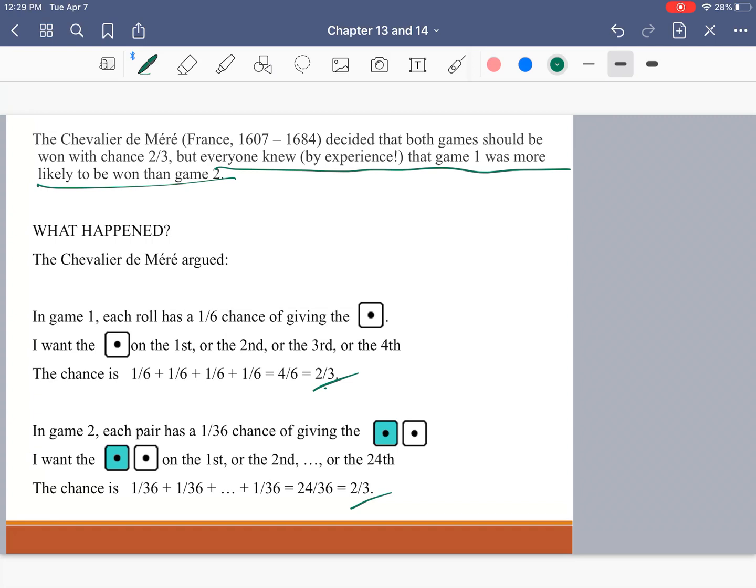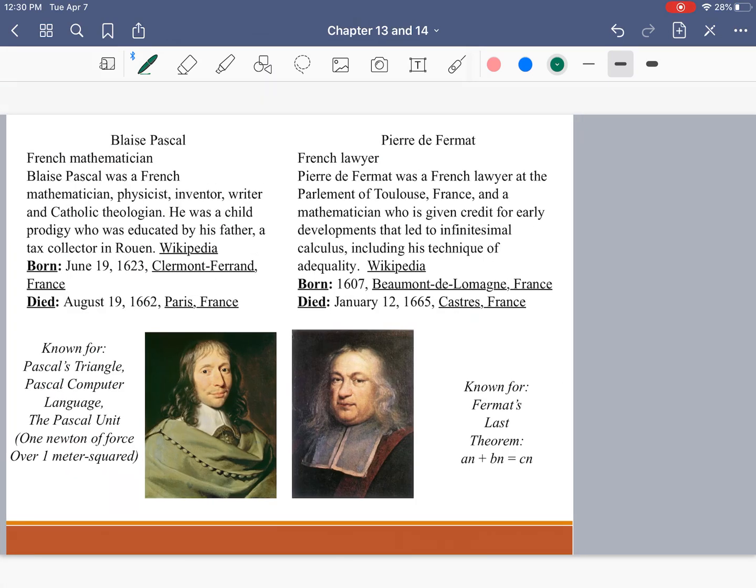So let's look at where his error is. He said you can get a 1 on the first die, or on the second die, or on the third die, or on the fourth die. So there's 2/3 chance. What he didn't account for was getting a 1 on the first die and second die, or a 1 on the second die and the fourth die, or all those possibilities of getting 2 1s, 3 1s, 4 1s. And he made a similar mistake here, getting a 1 on the first pair, a 1 on the second pair, and so on, but he didn't take into account the chance of getting more than 1 pair.